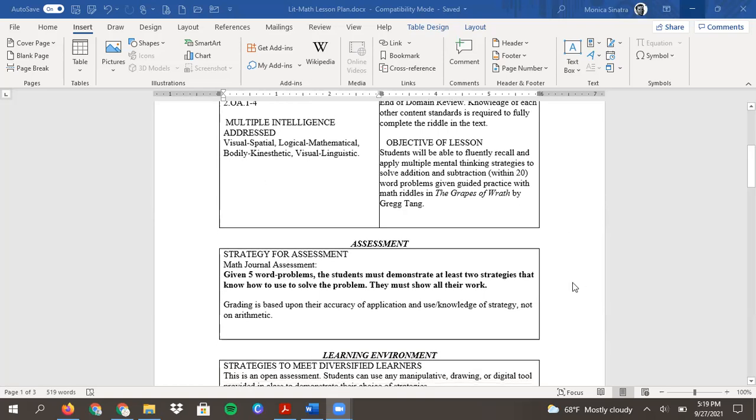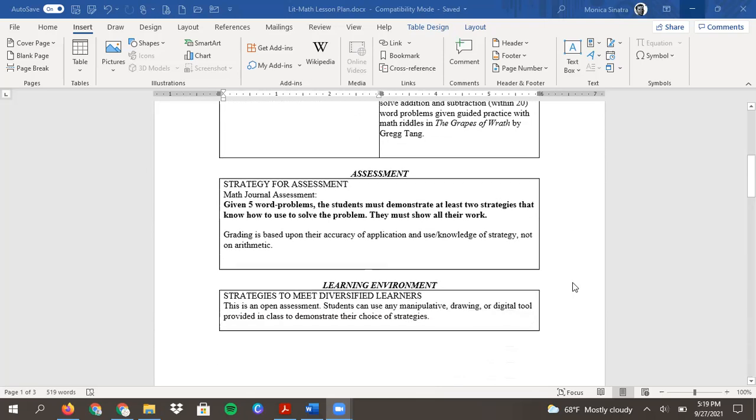So the objective for the lesson is that students will be able to fluently recall and apply multiple mental thinking strategies to solve addition and subtraction within 20. Also, you have to do multiplication with it, but to get to an answer, we're doing addition and subtraction. Word problems, given guided practice with math riddles in The Grapes of Math by Greg Tang.